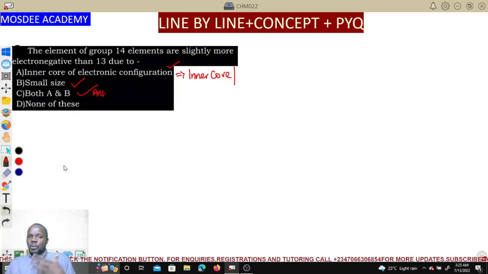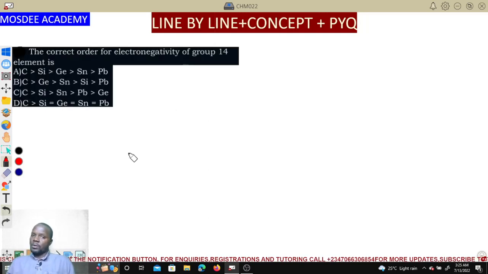These are trends, but we need to talk about them before we go into the chemistry of carbon itself, the other elements under carbon, and carbon as a compound. Now, the correct order of electronegativity of group 14 elements is dash. Students need to be careful about this, because generally, electronegativity decreases down the group. You all learned that from junior classes, it decreases down the group.